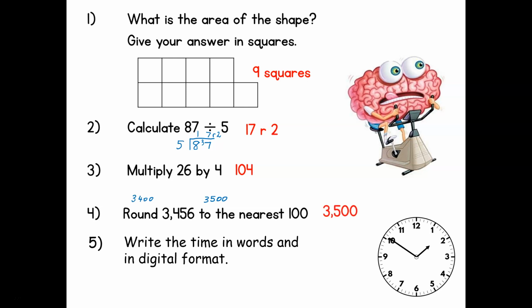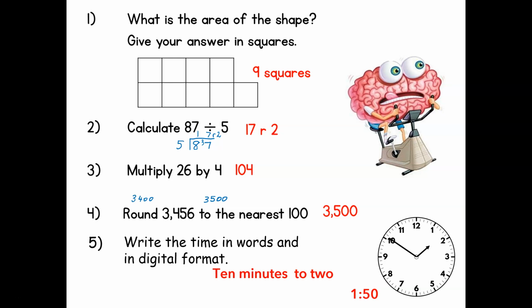Question 5, as always, is a time question. Look at the clock and write the time in words and in digital format. Well, we can see the minute hand is pointing to 10. This tells me that the time is going to be minutes to the next hour, and it's going to be 10 minutes to the next hour, because numbers on a clock face are separated by 5-minute intervals.